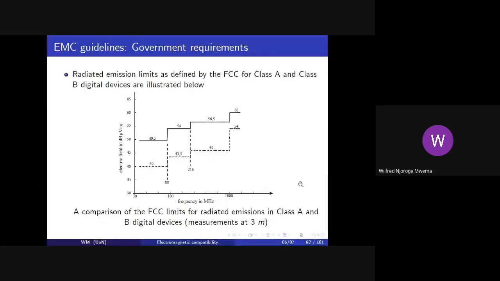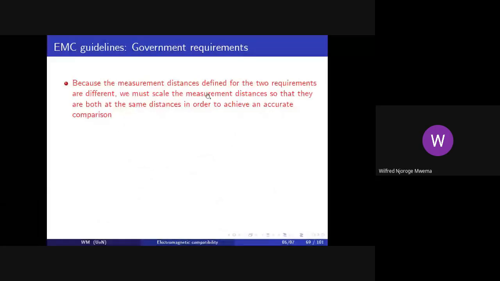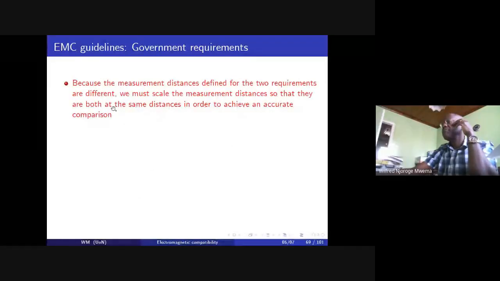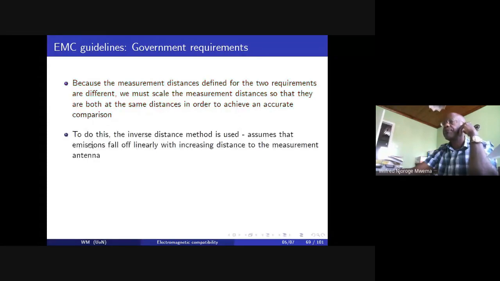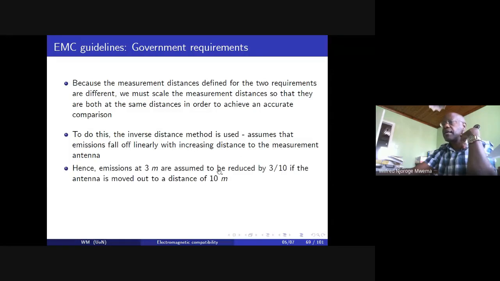Because the measurement distances defined for the two requirements are different, we must scale the measurement distances so that they are both at the same distance in order to achieve an accurate comparison. To do this, the inverse distance method is usually used, and this assumes that all emissions will fall off linearly with increasing distance to the measurement antenna. Hence, emissions at 3 meters will be assumed to be reduced to about 3 by 10 if the antenna is moved further out to a distance of 10 meters.